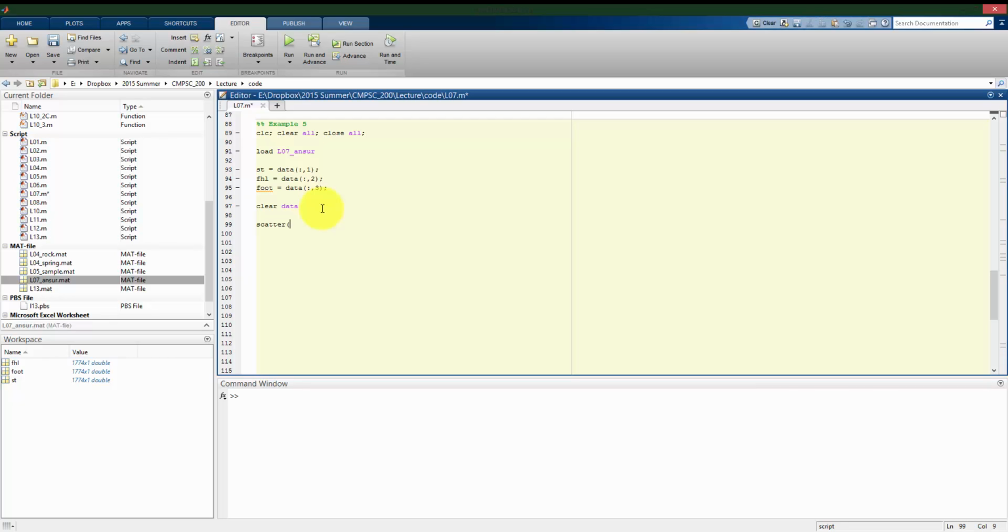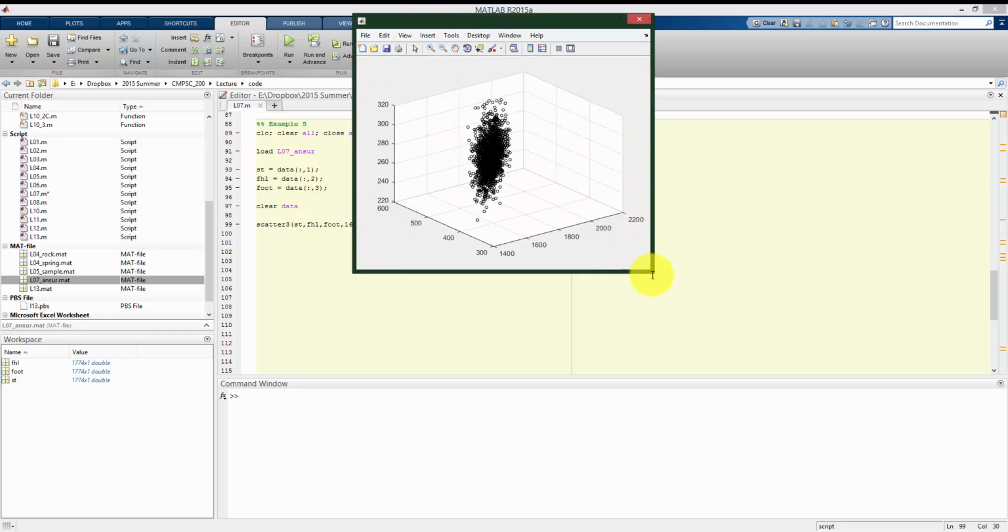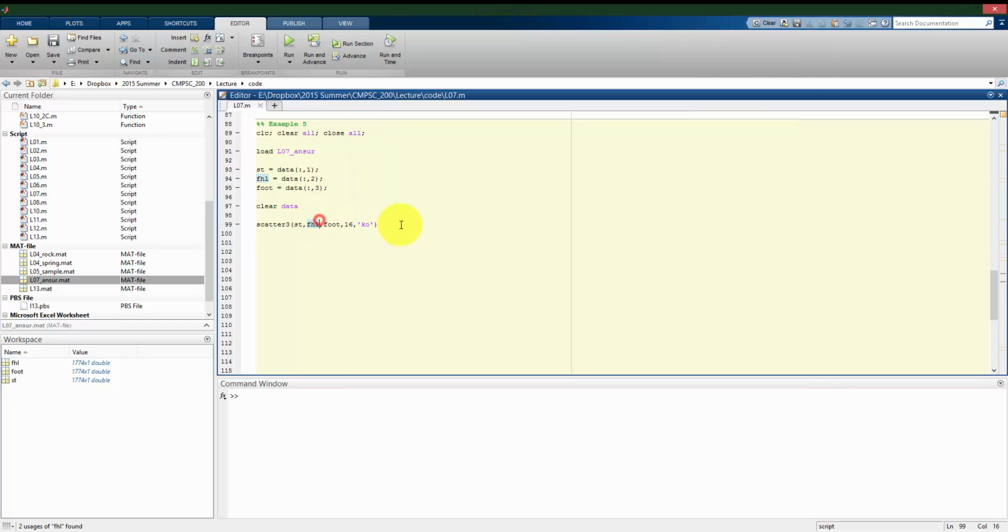Alright, so the first thing I want to look at is, what does my raw data look like? I have what I'm going to call two independent measurements, the stature and the forearm hand length, and then one dependent that I'm going to try to find the relationship for, this foot. So I'm going to use scatter3 since I do have three-dimensional data here in order to observe this data.